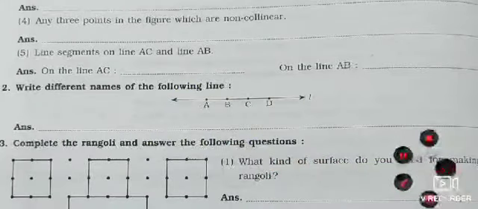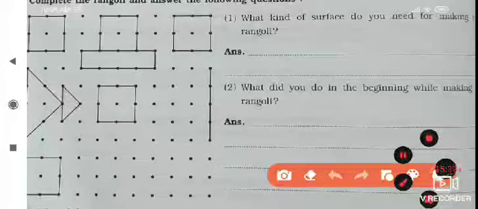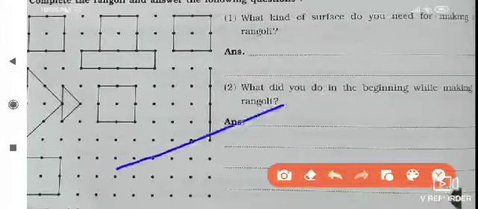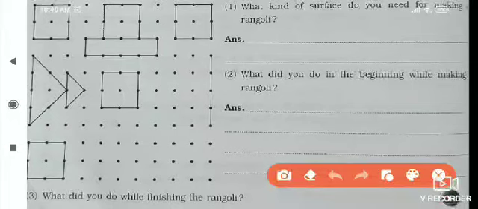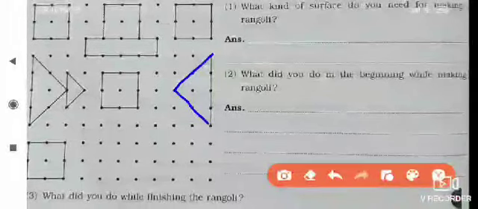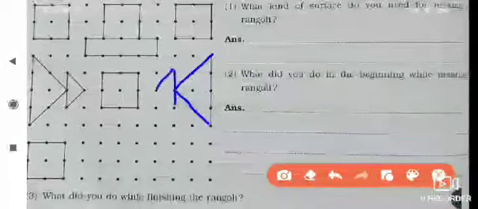Okay. Now after this, an interesting question is there. Complete the Rangoli and answer the questions. Okay. We have completed this Rangoli in our textbook already, but still in short I will draw all of this Rangoli and then we will move forward. For the completion of this Rangoli, I have to draw this triangle. Then I have to draw one more triangle here.